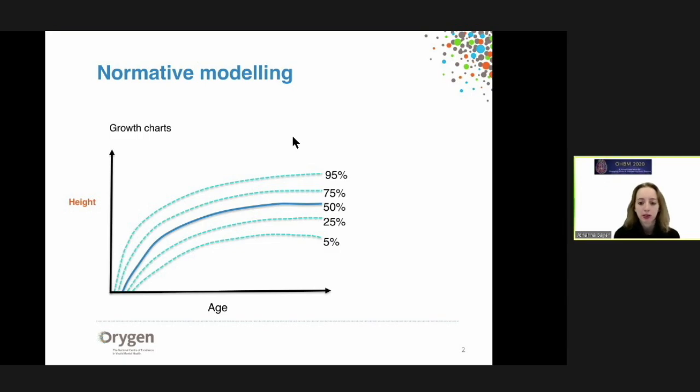The core of each normative model are the percentiles that you see here, indicating the normal variation of, in this example, height with age. Deviation from a normal growth trajectory in this example would mean that an individual score lies below the 5th or above the 95th percentile for their age.